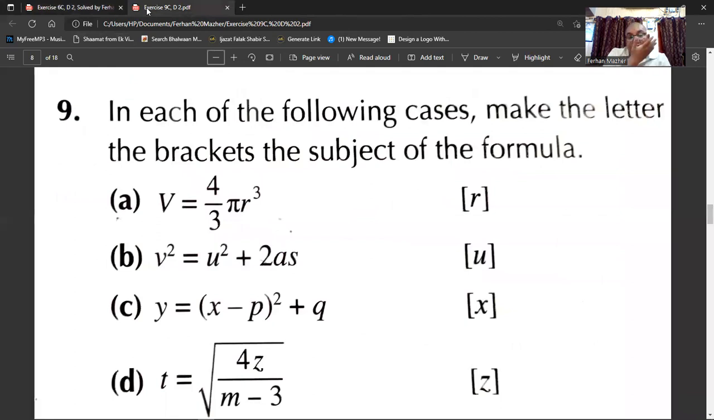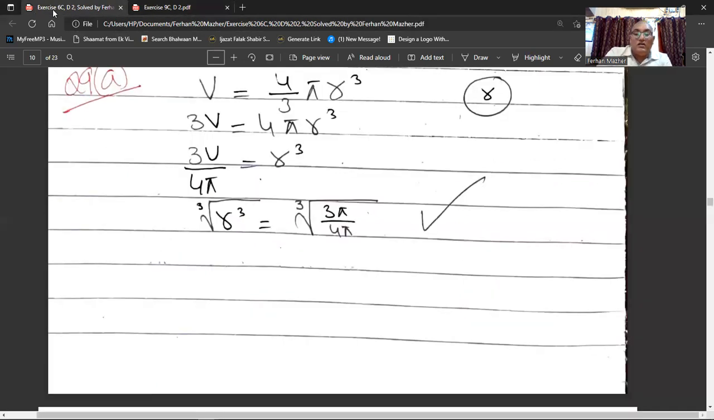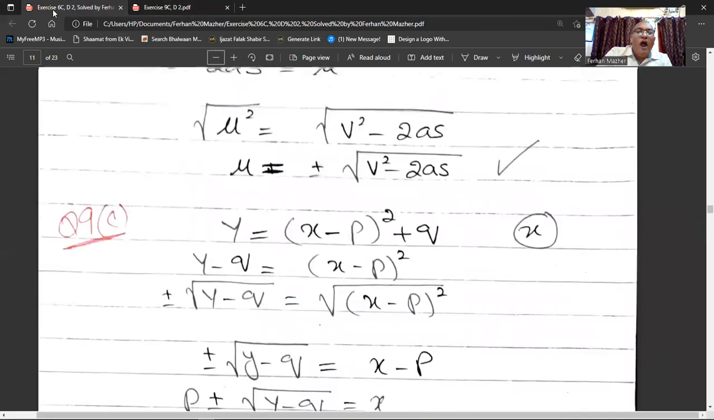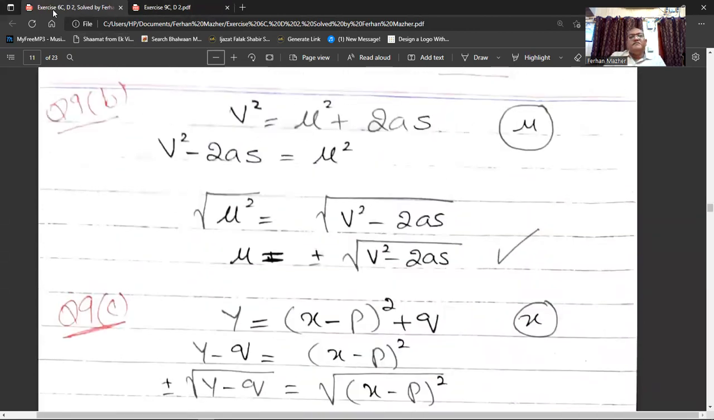Question number 9 B part. He says V squared equals U squared plus 2AS, and we want U to be the subject of the formula. So V squared equals U squared plus 2AS. So V squared minus 2AS equals U squared. Because I want U only, I will take the square root on both sides.